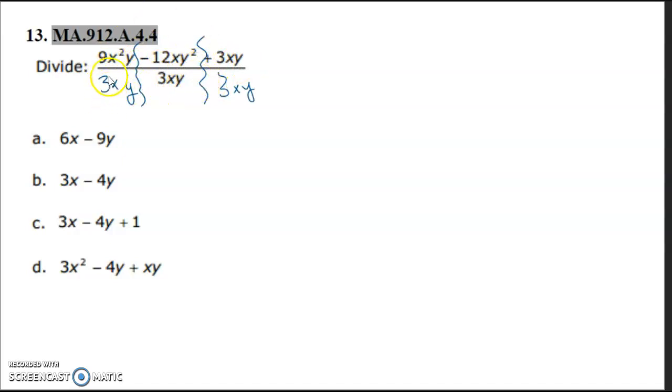So let's look at the numbers. We have 9 divided by 3, which is 3. X squared divided by x. So remember, these have cute little exponents. So when we divide bases, we subtract our exponents. So 2 minus 1 is 1. Now, I do not have to write that 1 exponent because you're not going to see it when you do these. So now let's do y to the 1 minus y to the 1.